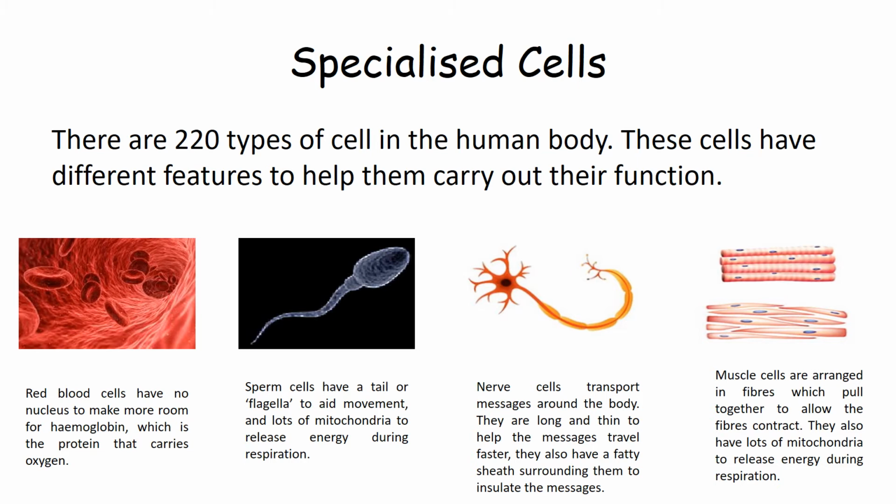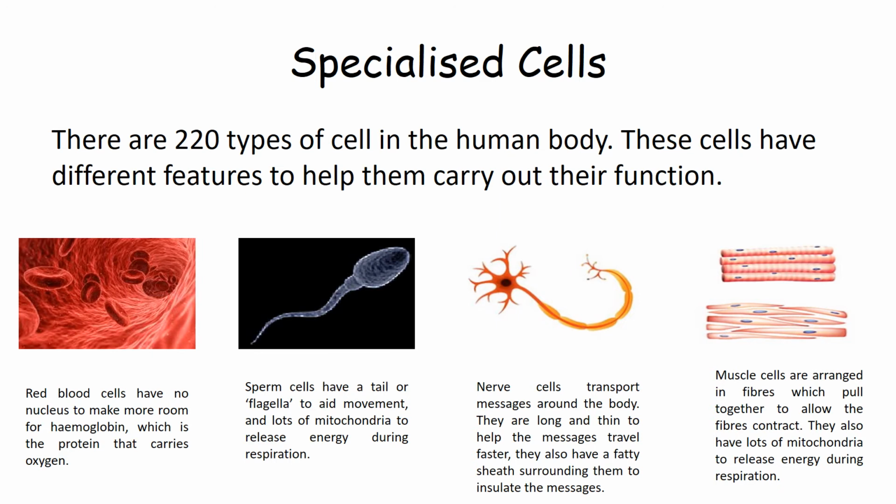Okay, so now we're going to have a look at specialized cells. While there are trillions of cells in the human body, there are only approximately 220 types of cell. Now these cells have different features in order to help them carry out their function or their job. Okay, so the 4 cells we're going to have a look at today are red blood cells, sperm cells, nerve cells, and muscle cells.